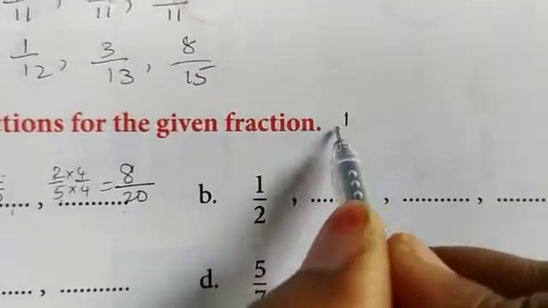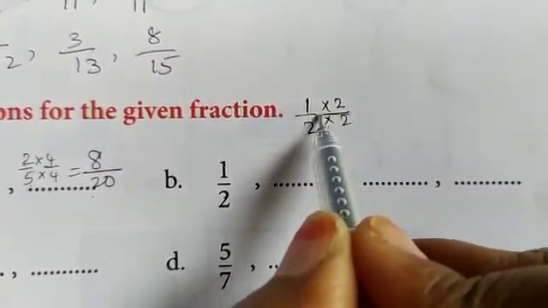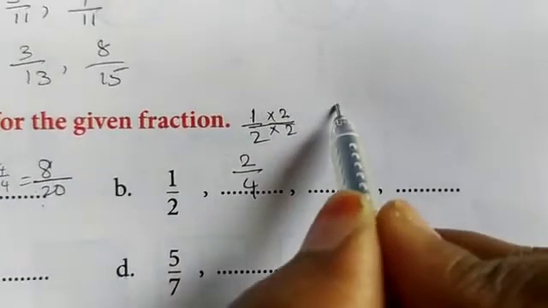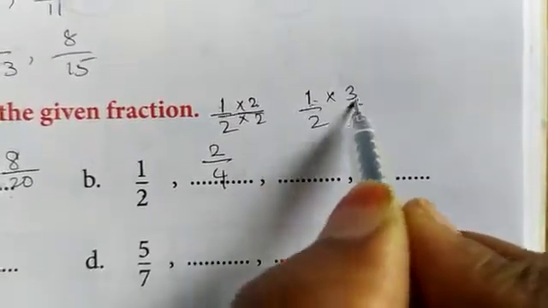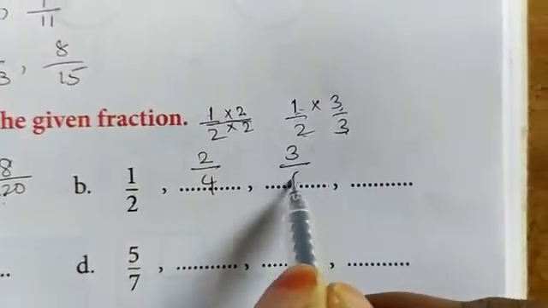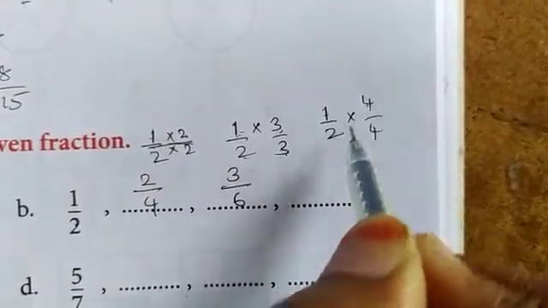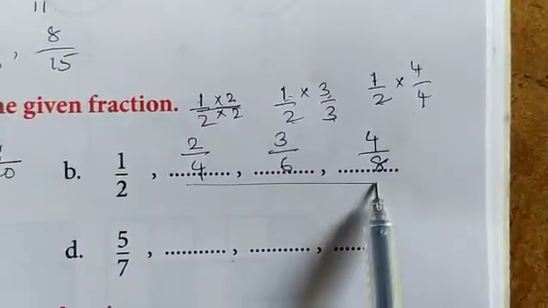Now 1 by 2. When you multiply with 2, what you will get? 1 2s are 2, 2 2s are 4. Now multiply with 3. 1 3s are 3, 2 3s are 6. Now multiply with 4. 1 4s are 4, 2 4s are 8. Now these are equivalent fractions.